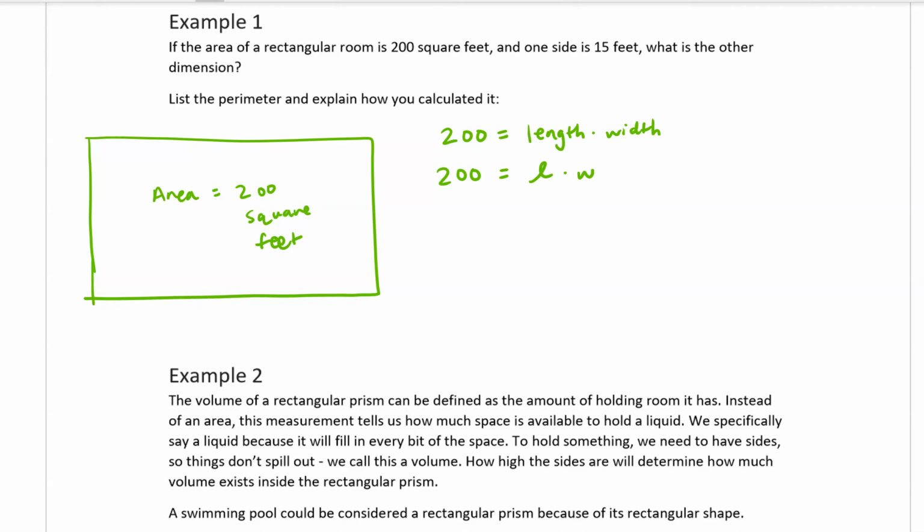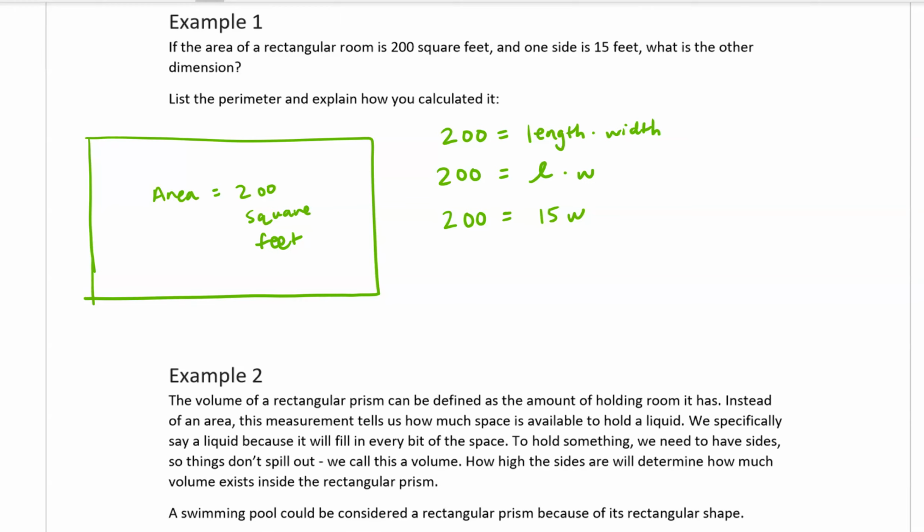And now we know that one of either the length or the width is 15 feet. So I'll just replace that with L. So we have 200 equals 15W. So basically we are trying to find the value for W. Now we know that 15 times W is equal to 200. And so the way that we're going to figure out the value of W is whenever we're dealing with equations, as long as you do one thing to one side and as long as you do the same thing to the other side, most of the time the two sides will remain equal.